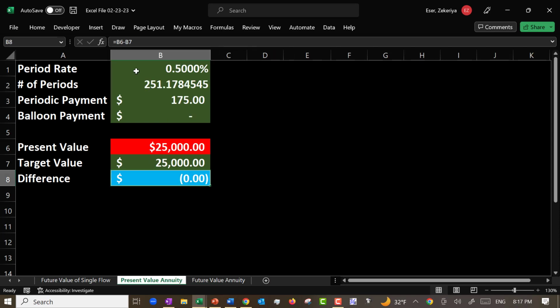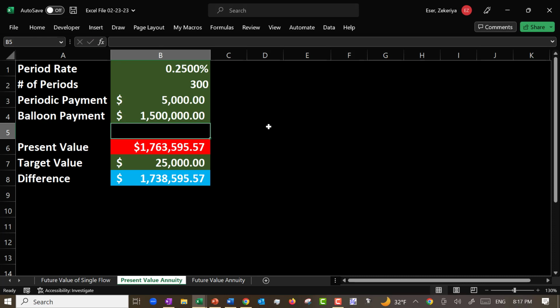How much money do I need in my account? During retirement, I'm going to earn 0.15% a month. Sorry. For 300 months. Yeah, 25. And I want $5,000. And I want 1.5. That means I need $1.76 million in my account at the time I retire. So we solved the first part of the puzzle.